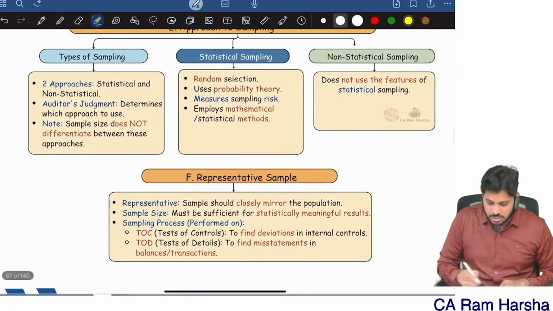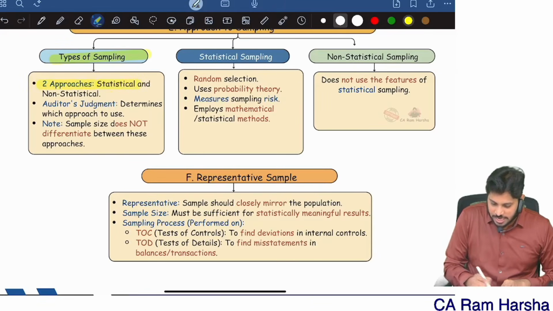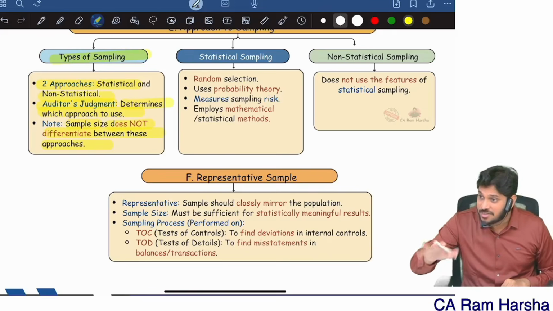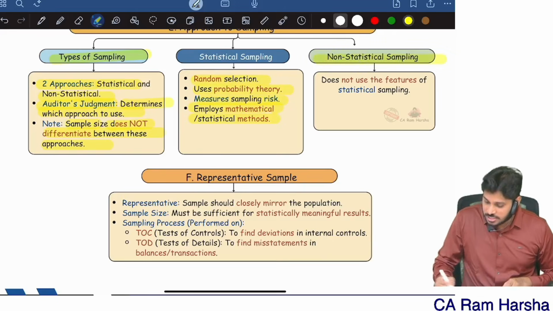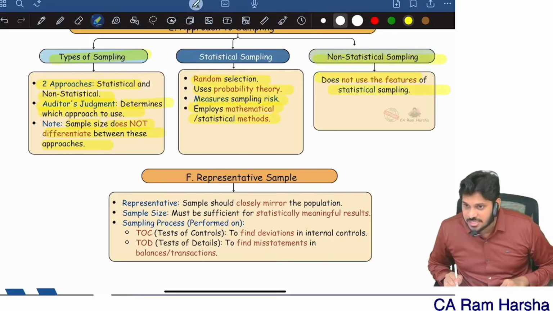Next, approaches. Types of sampling. There are two approaches, statistical and non-statistical. Auditor decides which approach to follow. And remember, sample size is not a differentiating factor between these approaches. Statistical: random selection, probability theory, we measure sampling risk reliably, we employ mathematical or statistical methods. Non-statistical, which does not have the features of statistical sampling.